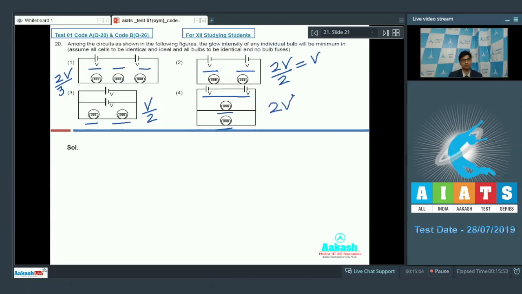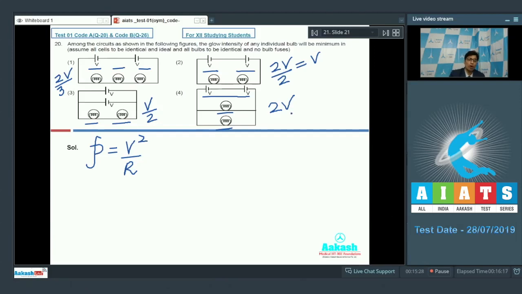Now dear students, we know that the power dissipated through a bulb can be written as equal to V square by R, where R is the resistance of the bulb and V is the potential difference across the bulb. So the case in which the potential difference across the bulb is minimum would be the case where the bulbs will be glowing with the minimum intensity.